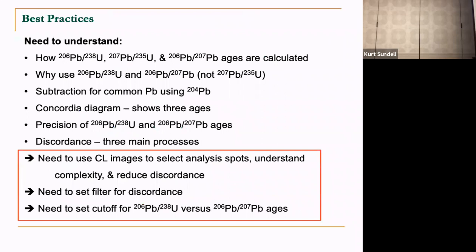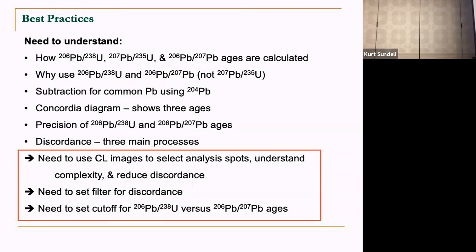Okay, so some best practices. We're going to include these at the end of each module. They're just some text slides, but it's a good thing to go through and remind yourself what you should be getting out of this. You should all know at a base level now how these ages are calculated. You understand why we use 206/238 and 206/207 ages. Hopefully you followed the background subtraction and how we use a common lead correction using Stacey-Kramers. Hopefully you have a cursory understanding of Concordia diagrams and how we show 3 ages on the same plot, which is perhaps not the most intuitive thing.